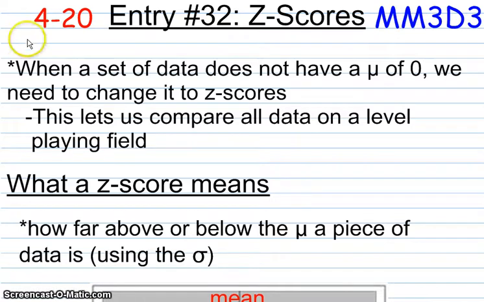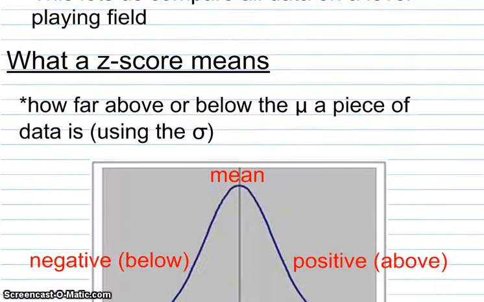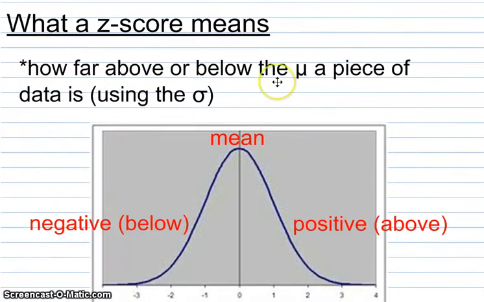Z-scores are used when a set of data does not have a mean of 0, which happens about 99% of the time. We're going to need to change it to z-scores. Now, z-scores let us compare all data on a level playing field. Doesn't matter where we surveyed it from, we can compare it all evenly. Now, a z-score itself means how far above or below the mean a piece of data is by using the standard deviation. So your mean is here.